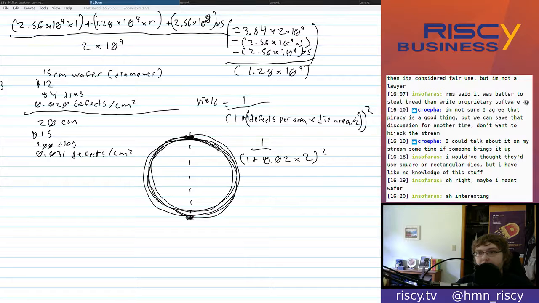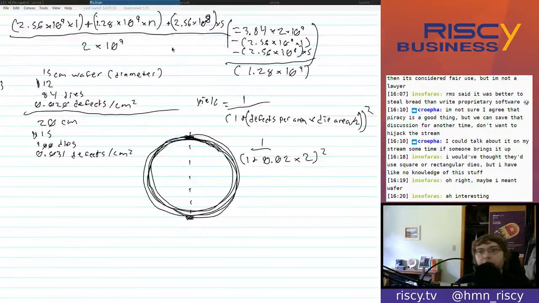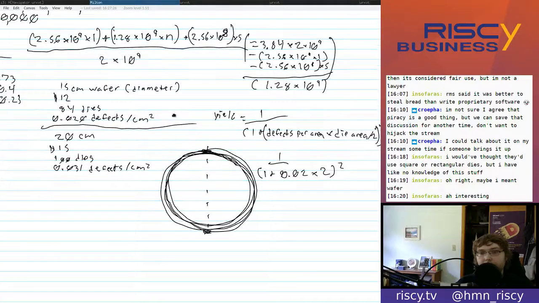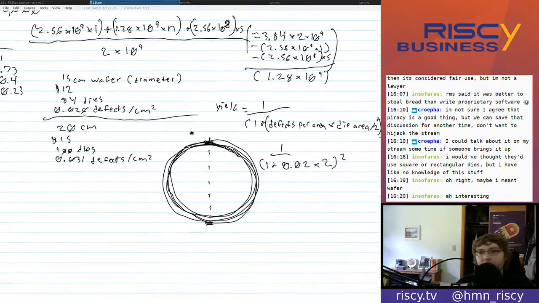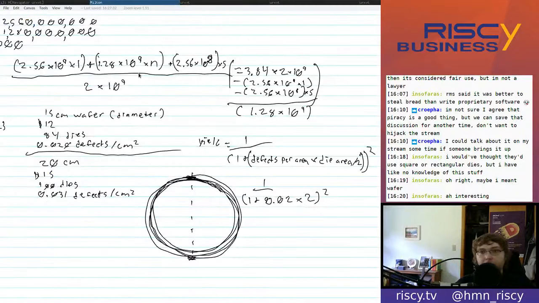So I predicted the yield to be 0.92. So like 92% of the wafer is good, I guess is what that means. Like 92% makes working dies. So for this one, I'm going to say 0.924. So let's just call it 0.92. And then we want to do the other one.